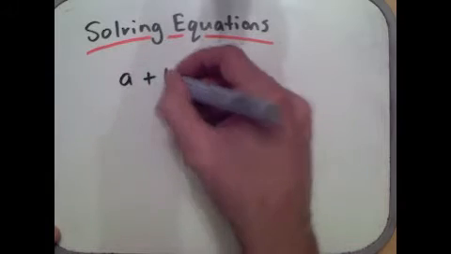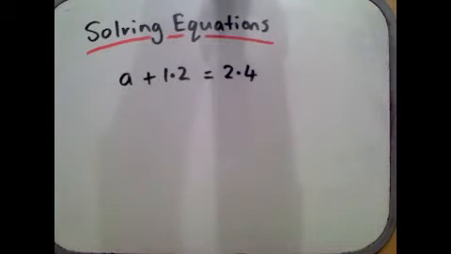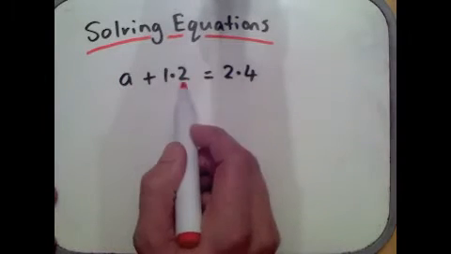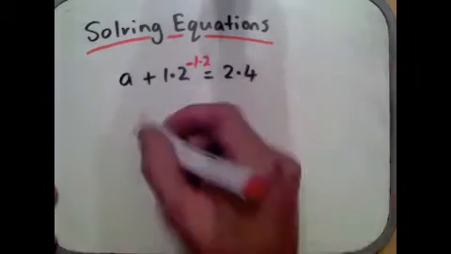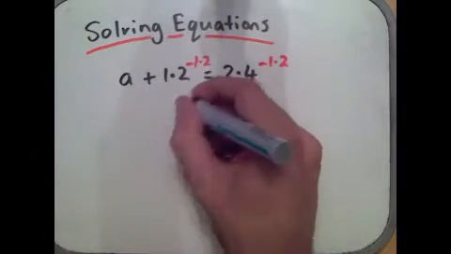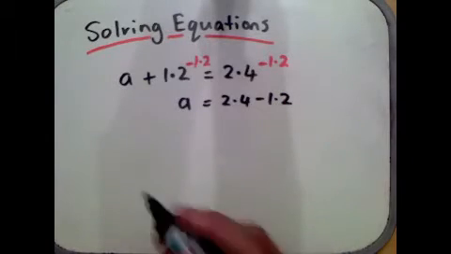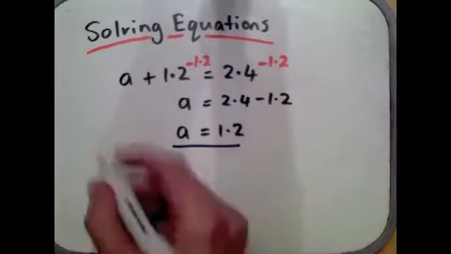Okay, so let's look at an example here. A plus 1.2 is equal to 2.4. The object here is to get A by itself, or the variable by itself. We're adding 1.2, so let's do the opposite. We subtract 1.2. What we do to one side, we've got to balance by doing it to the other side. So we subtract 1.2 from the right hand side there. We get A equals 2.4 take 1.2, and we get our answer of A equaling 1.2.